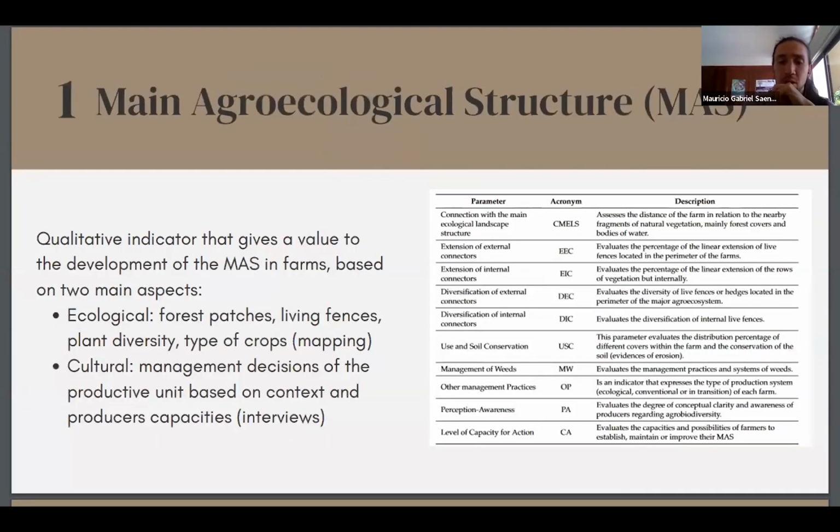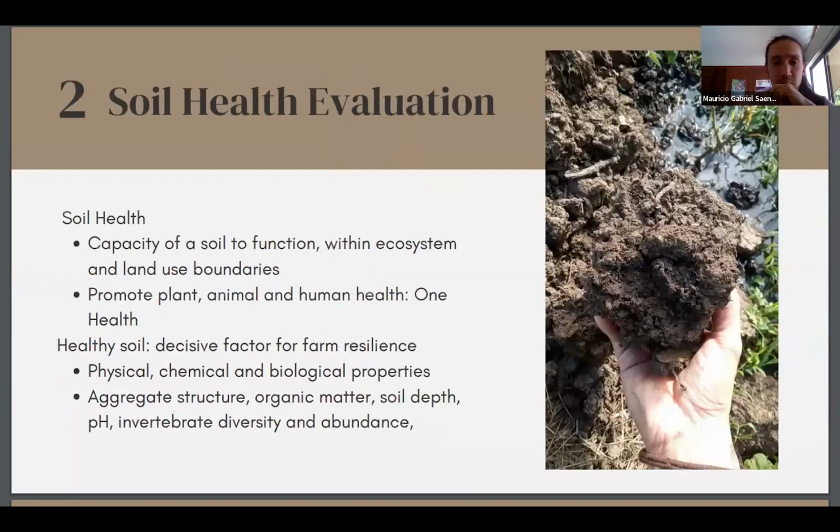So the main agroecological structure is a qualitative methodology for characterizing the landscape. And it gives us a view departing from 10 indicators, 5 of which concentrate on ecology, which is mainly the distribution of forest patches and live fences on the agroecological farm, and 5 on cultural management, which is the decisions that producers might have over the space. Soil health evaluation.